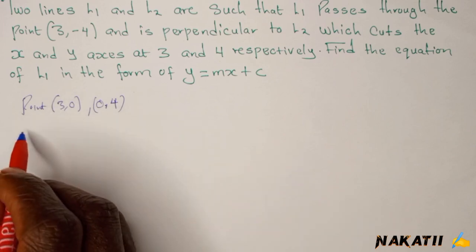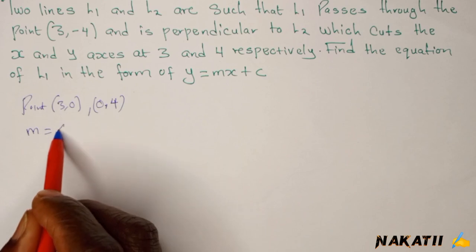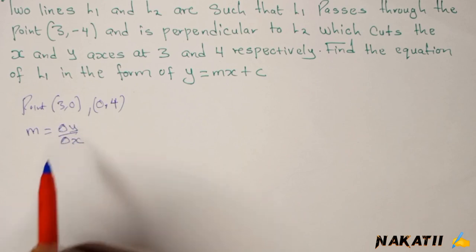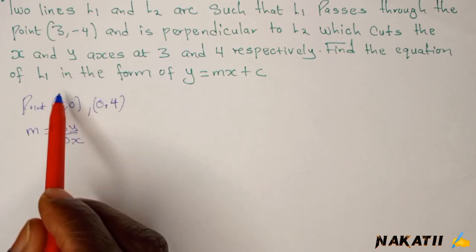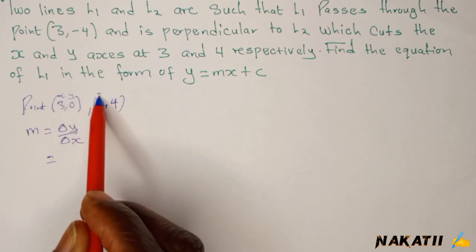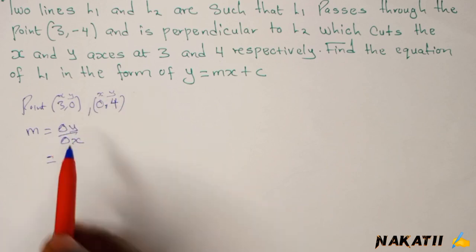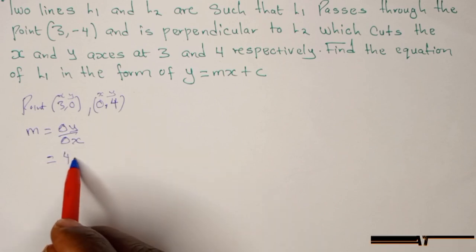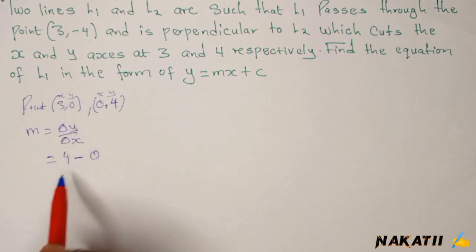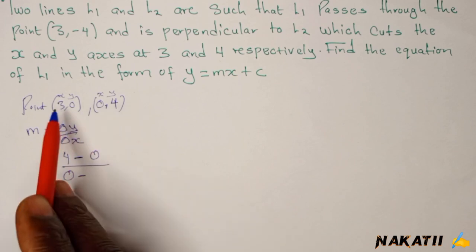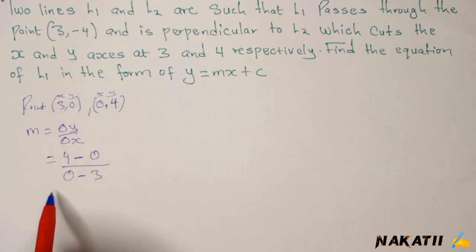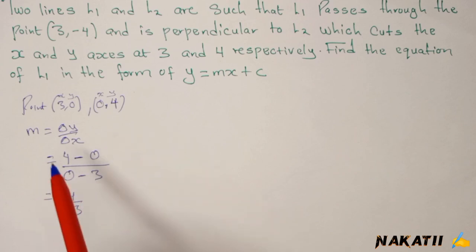So we're going to say gradient is change in y over change in x. So I said this is the x coordinate and this is the y coordinate, this is the x coordinate and this is the y coordinate. So we take change in y over change in x. If you start with y this side, you're going to have 4 minus the y this side, which is 0. Divide by, you start with x this side, which is 0, minus x this side, which is 3. So meaning that our gradient will be 4 over -3. So this is our gradient of L2.